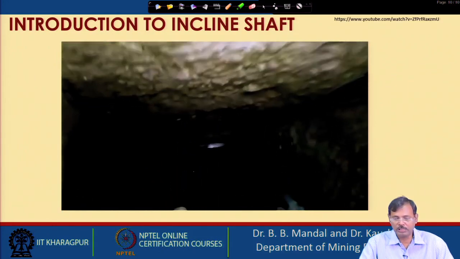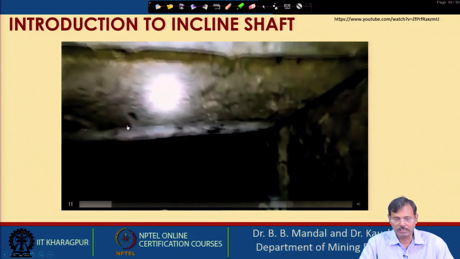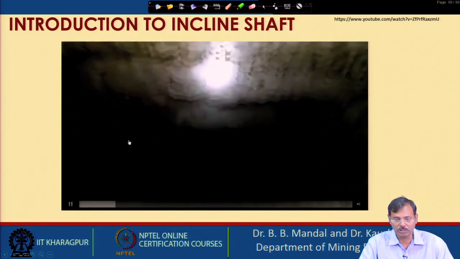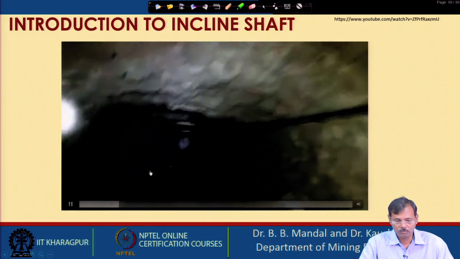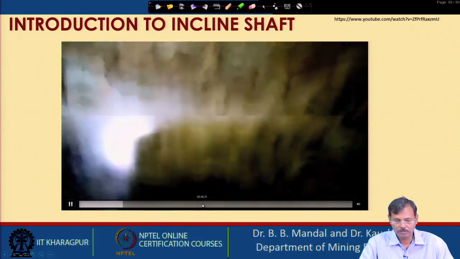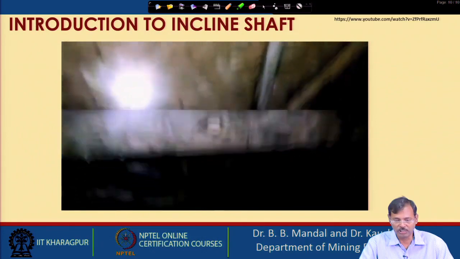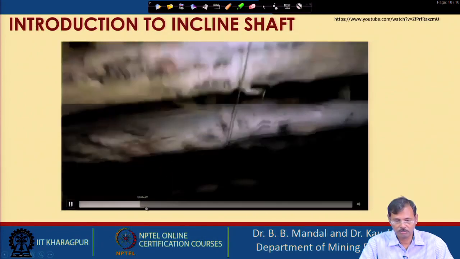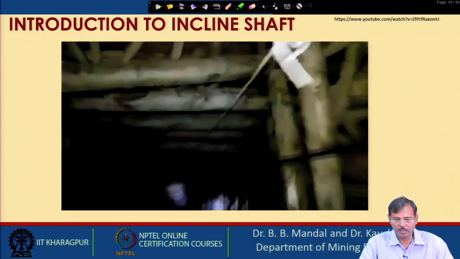And this rock seems to be very competent, and occasionally bolting etc. are used as the support, or goalposts. Here the goalposts are used as the support in some cases. So, you can see the wooden goalpost support is provided. So, this is the roof condition. These are closely spaced goalpost supports, wooden goalpost supports.